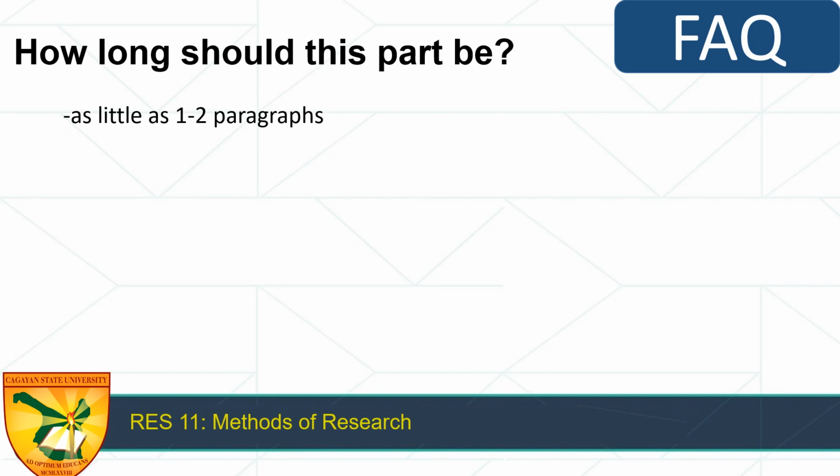A frequently asked question is, how long should this part be, or how long should the scope and the limitation be? So this could be as little as 1 to 2 paragraphs, but this is a very important part of your chapter 1 because it will tell you the extent and the boundaries of your study.